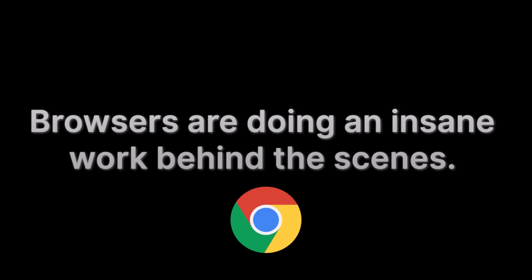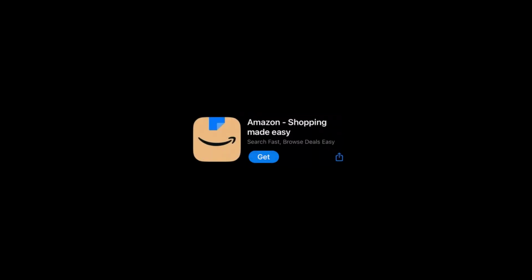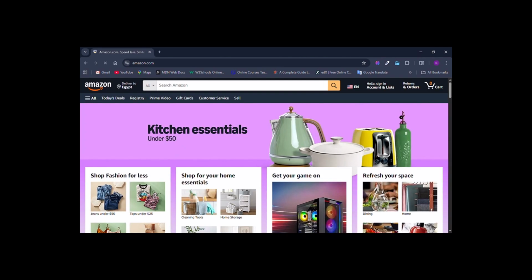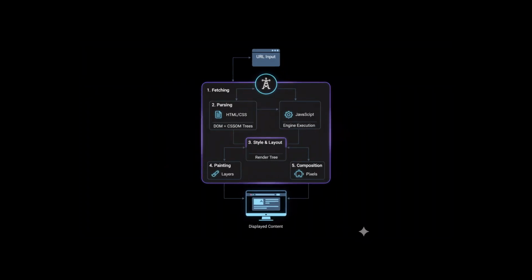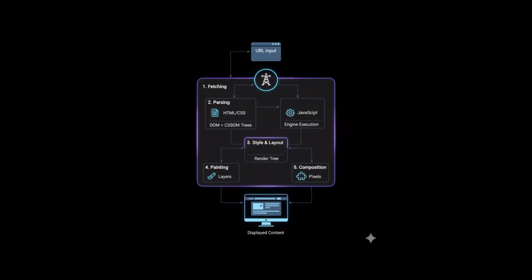Think about it this way: when you install a mobile app, you wait for it to download, then you wait for it to install. We give it plenty of time. But a browser has to do all of that from scratch in the blink of an eye. If it takes more than 2 seconds, we close the tab. This high-speed, high-stakes process is what this video is all about.